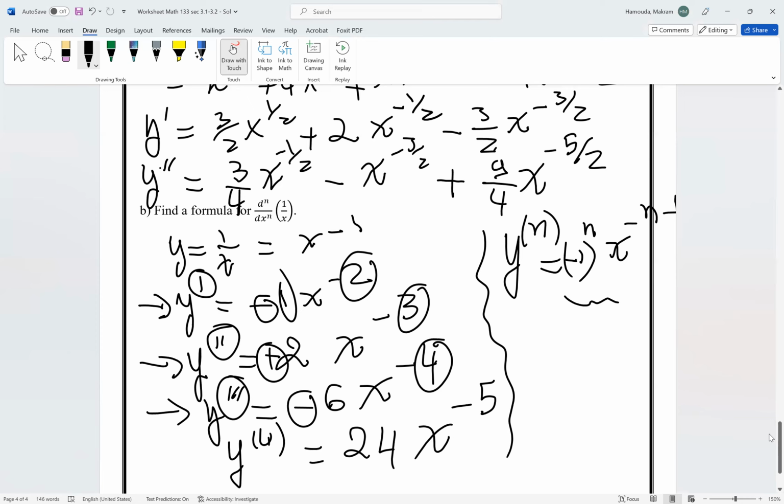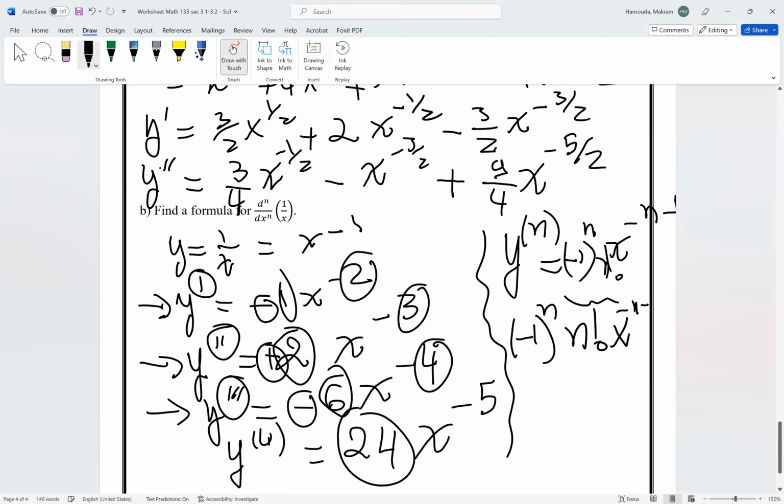Now the coefficient in front of the x here: 2, 6, 24. So for 2, I have 2. For 3, I have 6. For 4, I have 24. This is the formula, in fact, n factorial. So in total, I will write it correctly: minus 1 power n, n factorial, x power minus n minus 1. That's the derivative of this function at any order n.